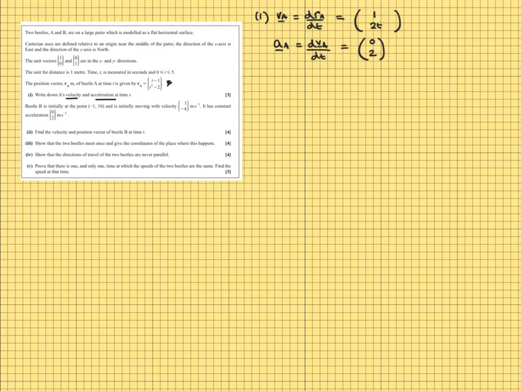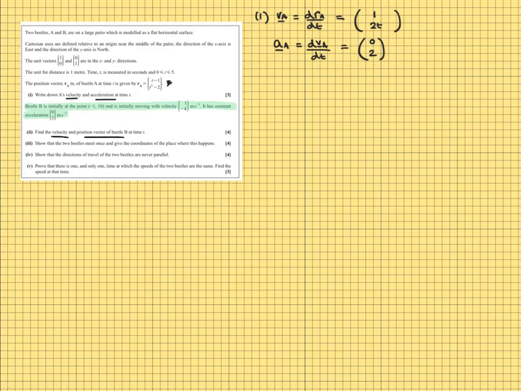Beetle B is initially at the point (-1, 10), moving with velocity (1, -4), and also has a constant acceleration (0, 2) metres per second squared. So part 2, find the velocity and position vector of beetle B at time t.